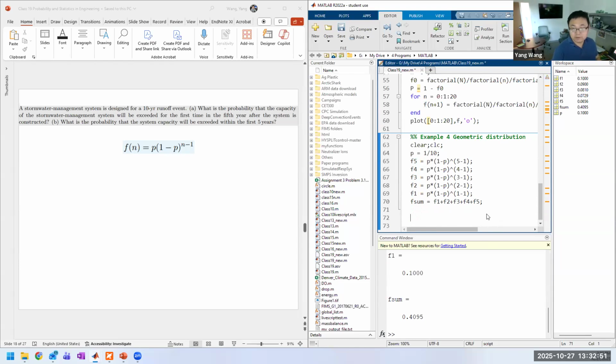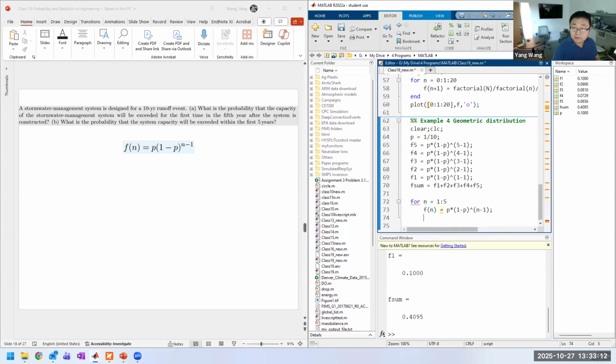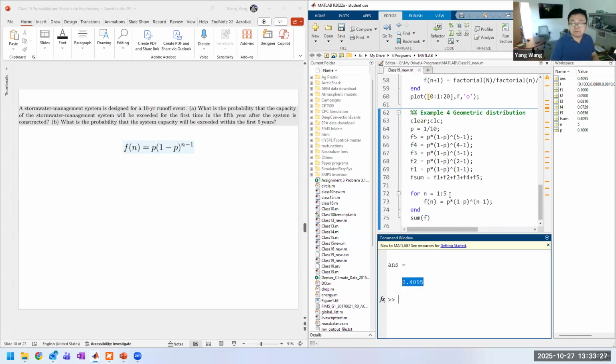But the easier way, as we know, is to do a for loop. You can do for n being 1 through 5, and f of n being p multiplied by this term, 1 minus p to the power of n minus 1, and then we take the sum of f. It's the same thing, 0.4095.